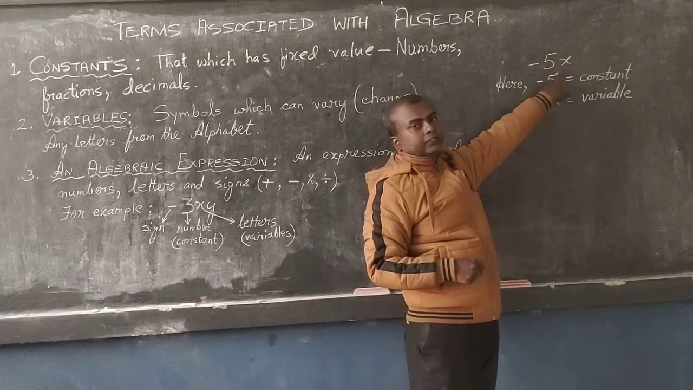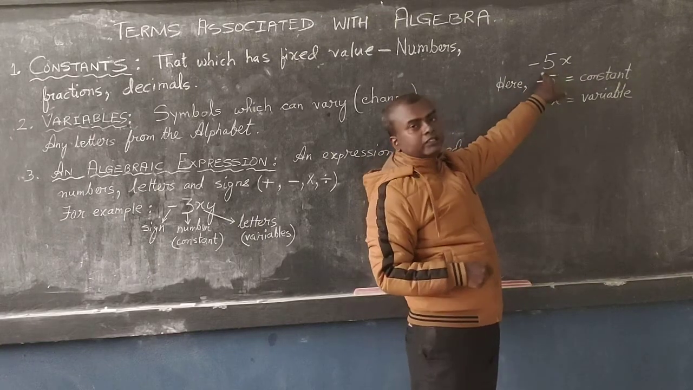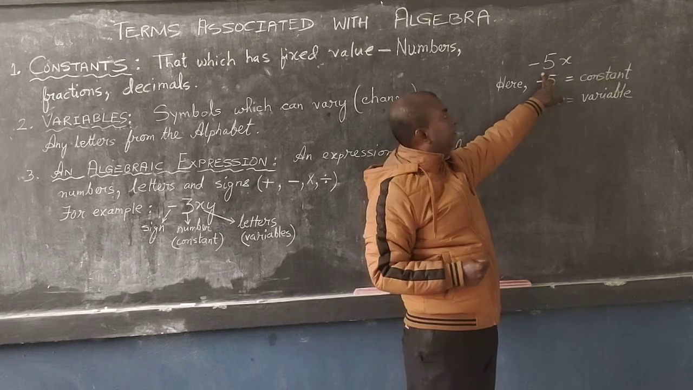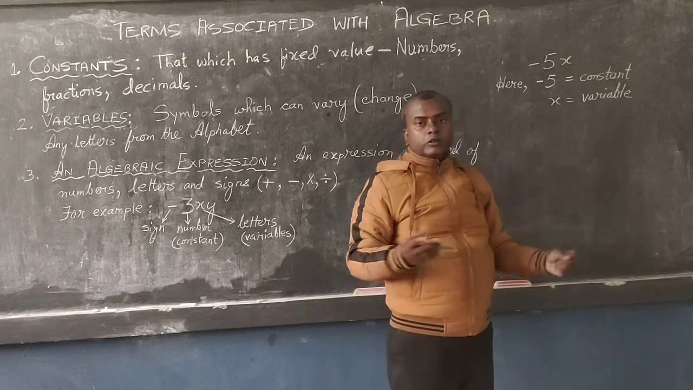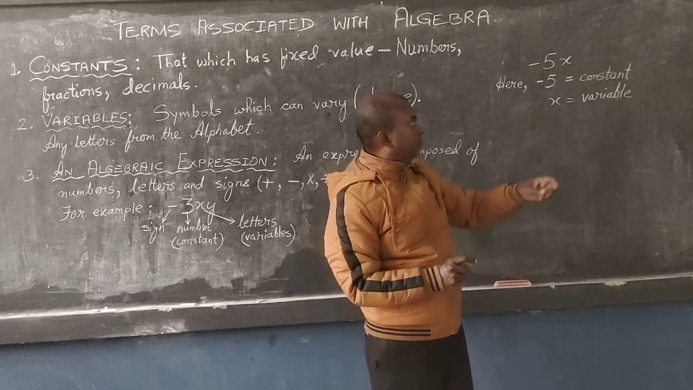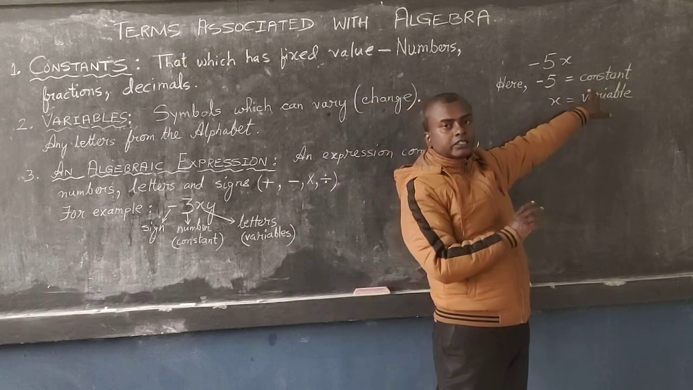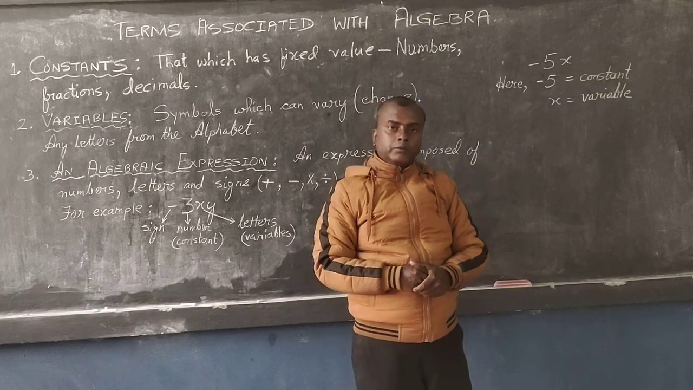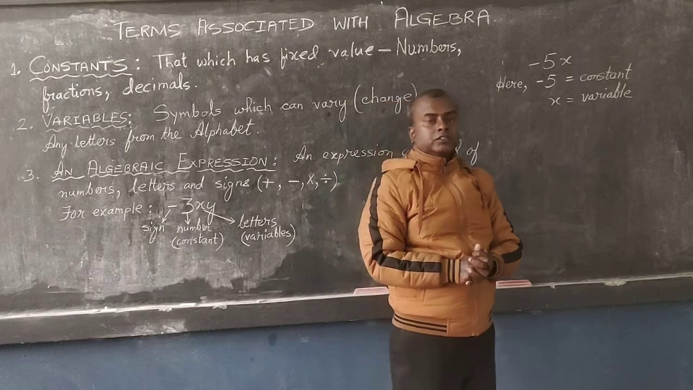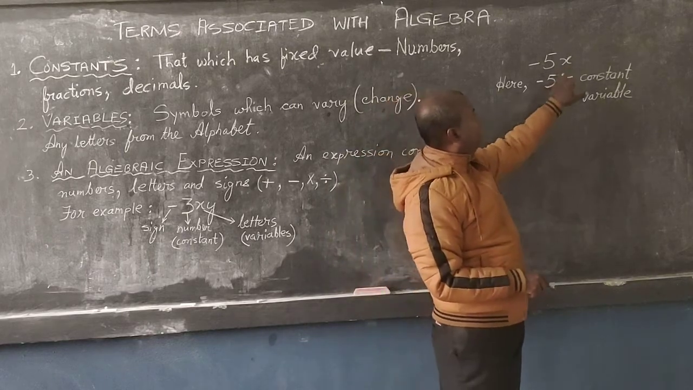Minus 5x. Minus 5 is an integer, it's a number. So this number, as I have said, what are constants? Constants can be any number. So minus 5 is a constant. It cannot be minus 6, it cannot be plus 5 also. Minus 5 is minus 5. It remains fixed. But this x can be anything.